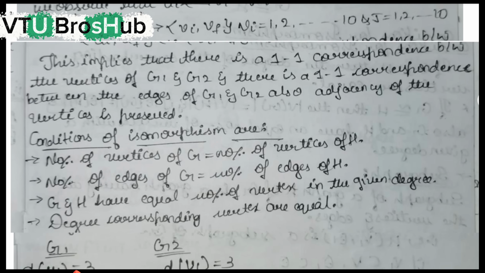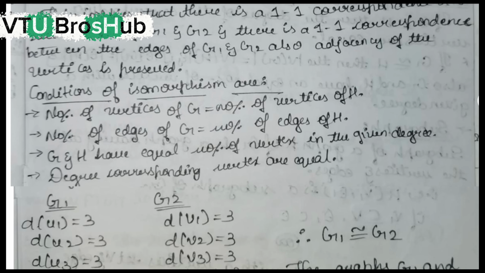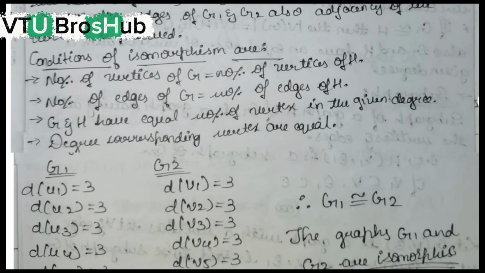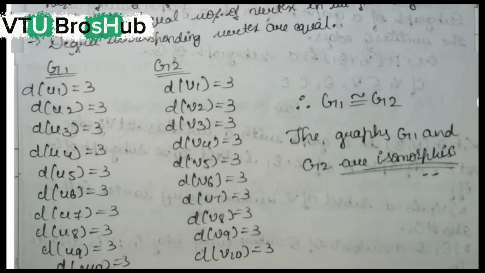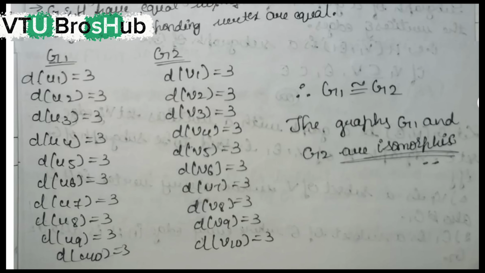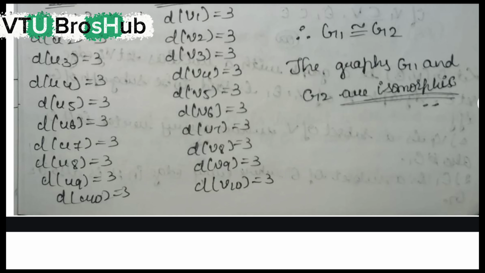In your answer sheet, always mention the mapping clearly, like A to X, B to Y, C to Z, and say, yes, the graphs are isomorphic. If they do not match in degree or structure, just say, no. The graphs are not isomorphic because the degrees do not match. This is the answer. You can understand it easily. Keep the structure same like this in your exam to score full marks.